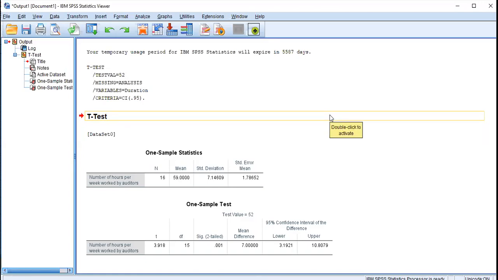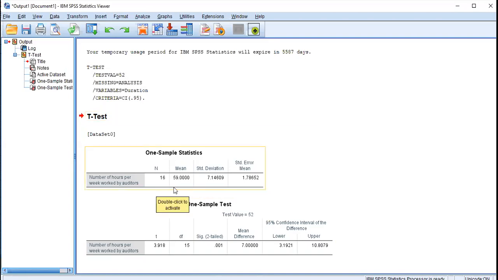So we did the one sample t-test here, and when we compare the mean we got for our data, the 16 auditors of this given firm, the mean was 59, standard deviation 7.1, and the mean difference came up as 7, because the test value, the national average or population mean, was 52, and the sample mean was 59.